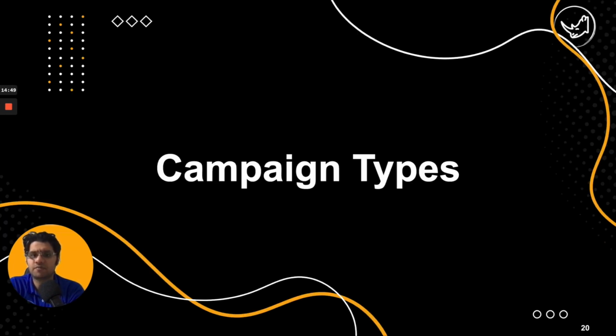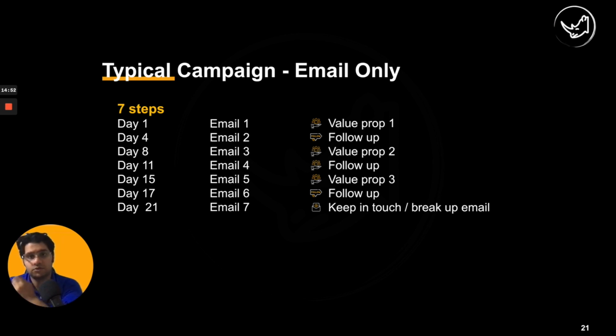Let's move on to different types of campaigns you can be running. A typical campaign that's only email, this is what we would do: it's 7 steps over 21 days. It's 3 value propositions, each with a follow-up, and a breakup email towards the end, slash keep in touch. This is a typical campaign. It's kind of like a baseline to see how things are going. Everyone's going to have their own school of thought around this. Again, you need to be experimenting, but if you want to start somewhere, get this. This is something you can use and action straight away.